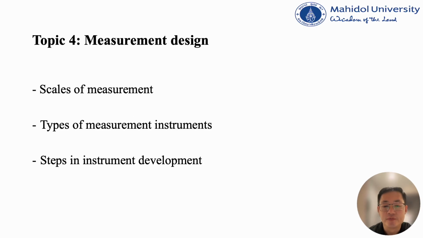In this session, we will explore three key topics. First, we will cover scales of measurement to understand how variables are categorized and interpreted. Then we will look at two main types of measurement instruments used in social sciences: structured questionnaires and standardized scales or indexes. Finally, we will go through the steps of instrument development, focusing on how to ensure reliability and validity.